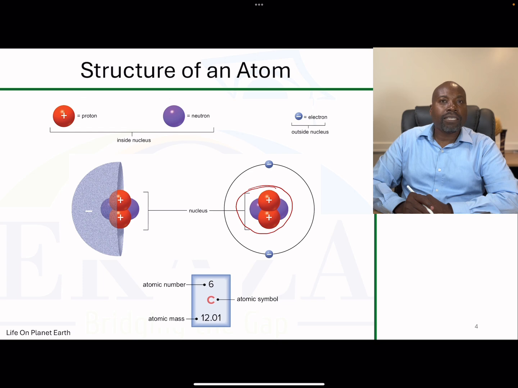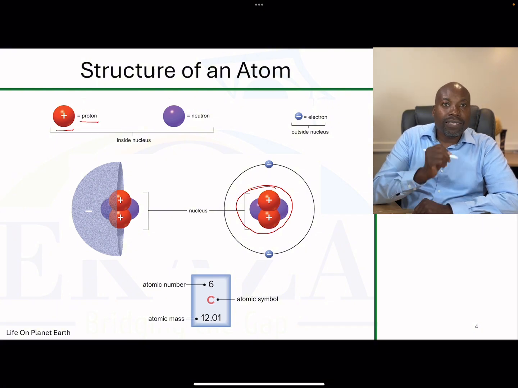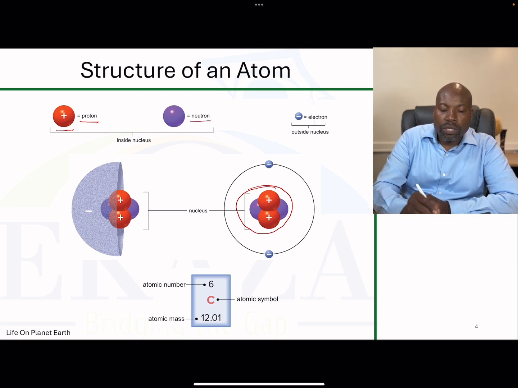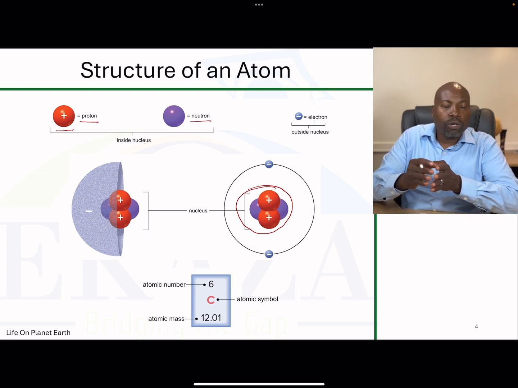One is a structure that is electrically charged positively. These are protons. The second structure that makes up the nucleus of an atom is the neutron. A neutron is a subatomic particle that does not carry an electrical charge.